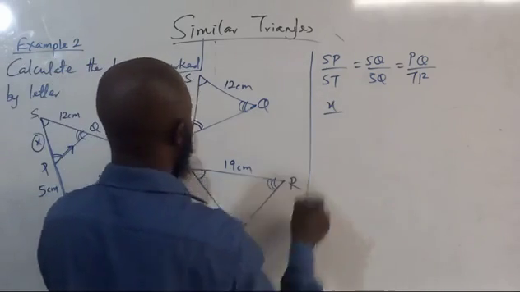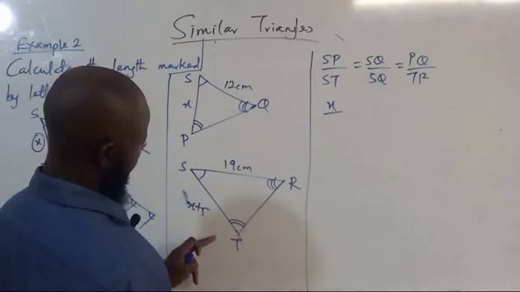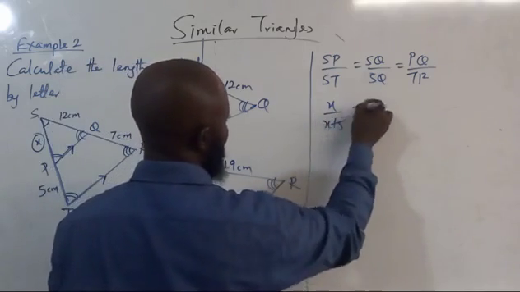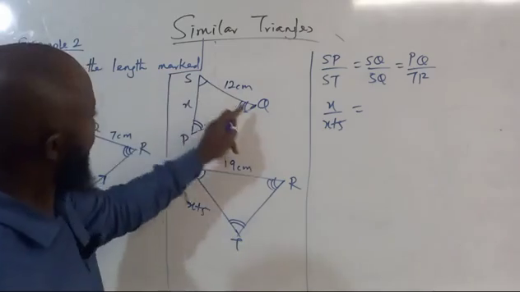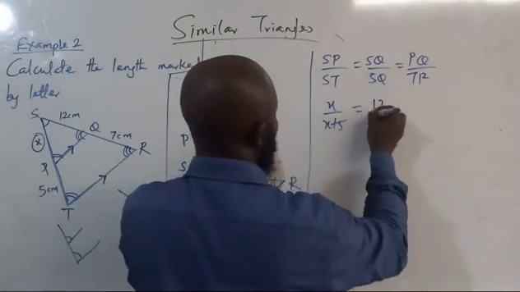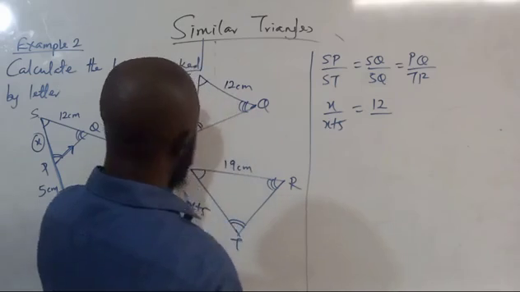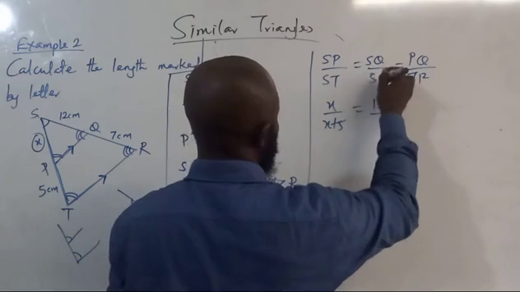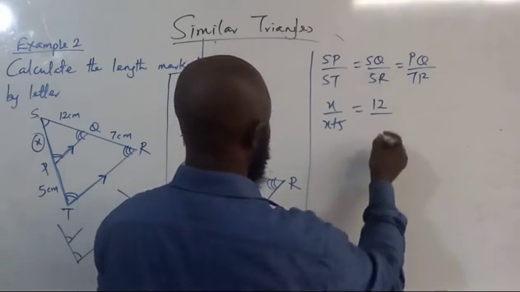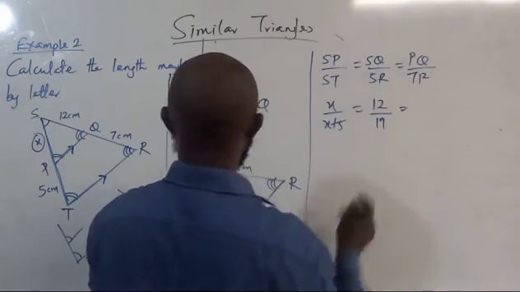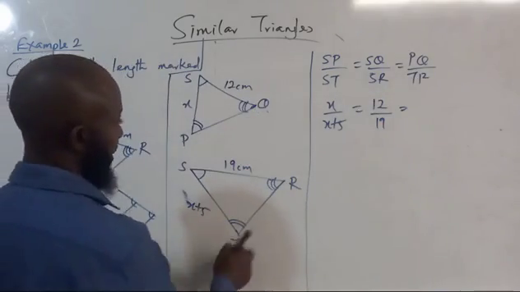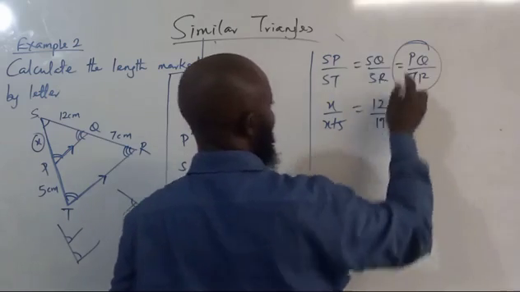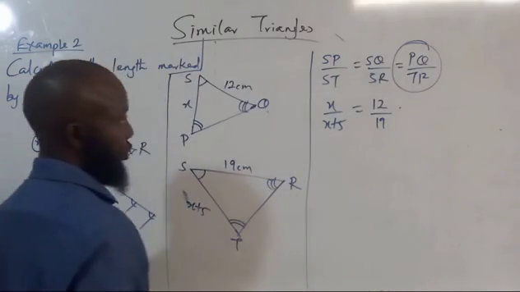SP is x, ST is x plus 5 equals SQ, which is 12. Sorry, I made a mistake here. SQ, then SR. This is SR. Sorry. So that is 19. PQ, we don't know the value, and TR, we don't know the value. So which means we don't need this. So we are only going to make use of this.